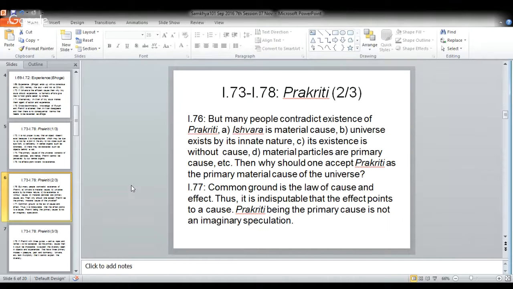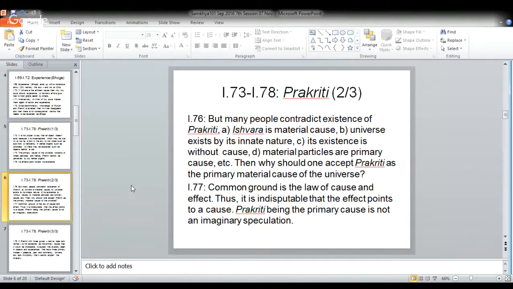Session of Samkhya 101, an introduction to Samkhya. So I am switching on my PowerPoint file. Yeah. So I was at 1.76. Sorry, there was an interruption on my phone.